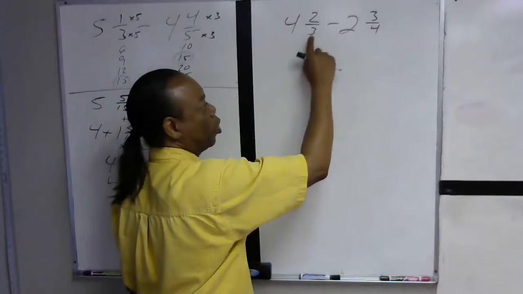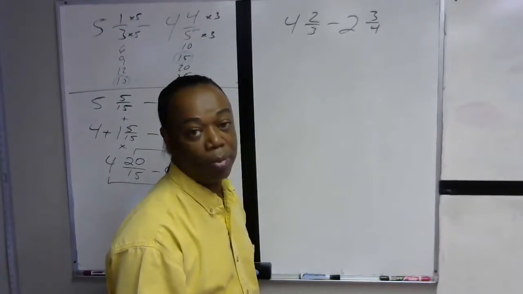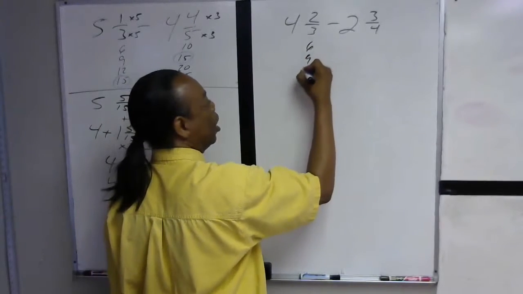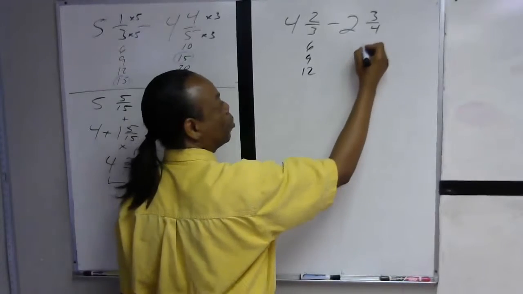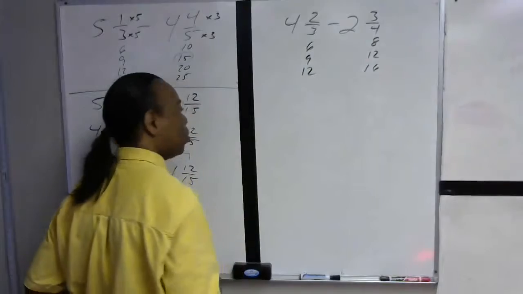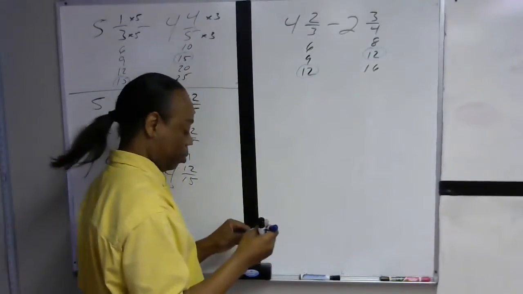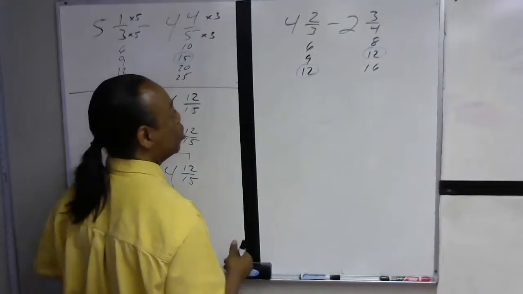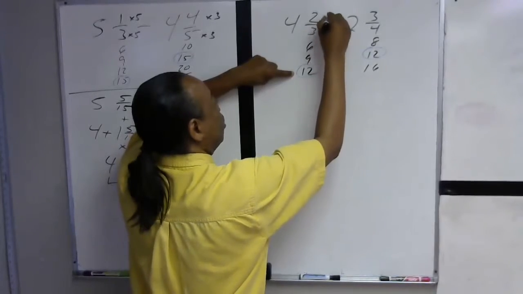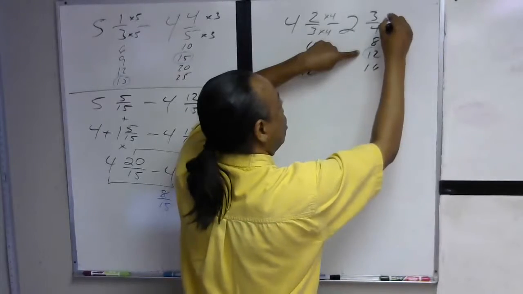Again, we can't subtract with fractions that have different denominators. So let's go through the 3 times tables and the 4 times tables. So 3 times tables: 3, 6, 9, and 12. 4 times tables would be 4, 8, 12, and 16. Okay, the least common multiple would be 12. So this is 1, 2, 3, 4, so times 4, times 4. 1, 2, 3, times 3, times 3.